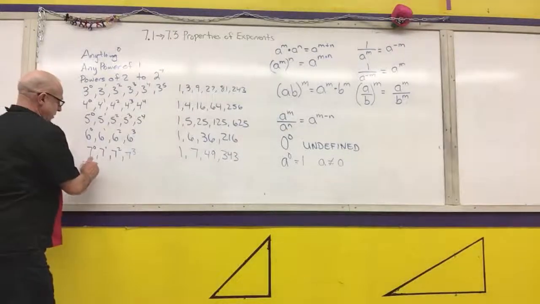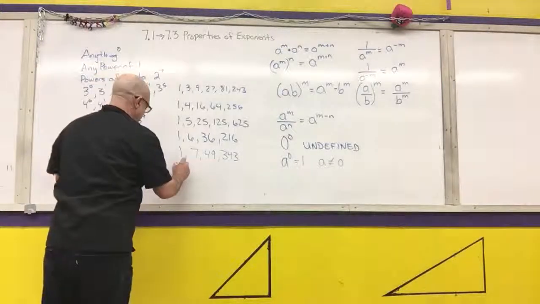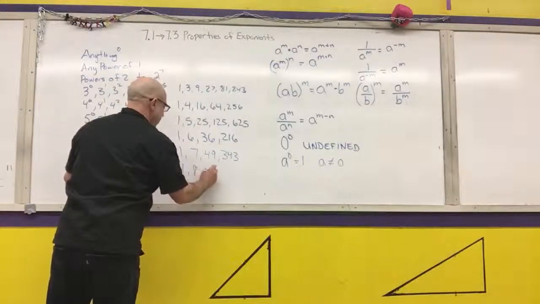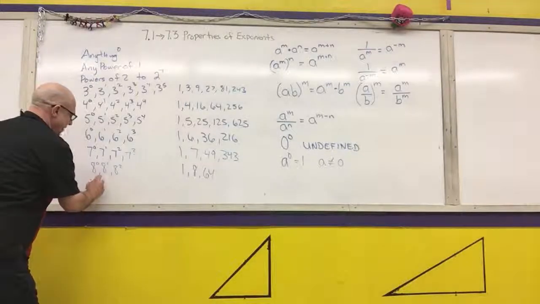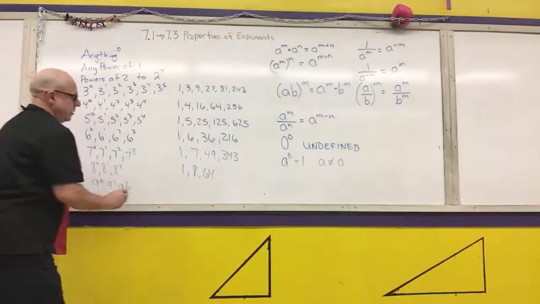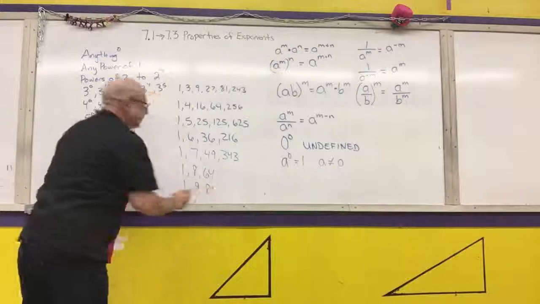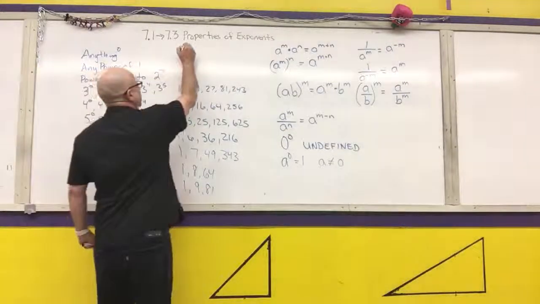Powers of 8 are 8 to the 0, 8 to the 1st, and 8 squared. So I'm going to get 1, 8, and 64. Powers of 9 are 9 to the 0th, 9 to the 1st, and 9 squared, which are 1, 9, and 81. Then I expect you to know all powers of 10.